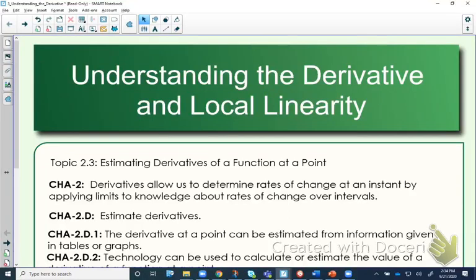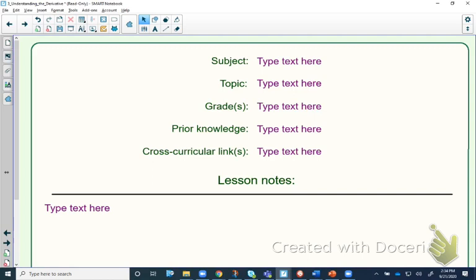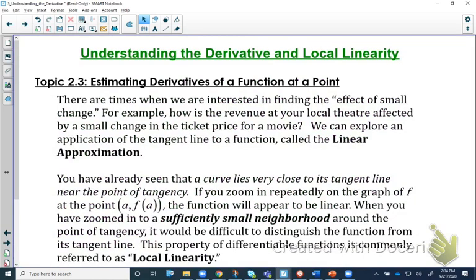Hey guys, today we're going to be taking a look at understanding the derivative and linear approximations. This is going to start getting into a little bit of graphing with functions so that we can look at something called local linearity. We're zooming into a function so much that any curve it may have starts appearing linear. So you can start seeing how the tangent line is supposed to look at an individual point, picking up on that idea of instantaneous rate of change. We're trying to get that small change to take place.